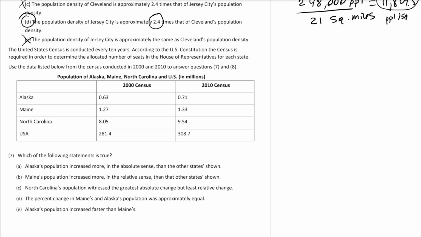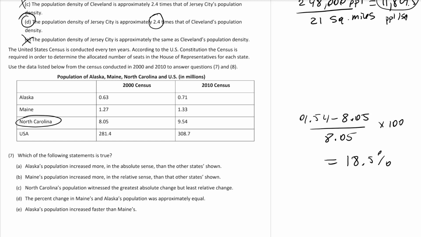So what are you going to do? I'm going to demonstrate just one of them, and for the rest I'm just going to write the answers, okay? So to calculate the relative change, let's take North Carolina, for example. You're going to take 9.54, subtract 8.05, and divide it by the past amount, in that order. And then you multiply it by 100. So it's 9.54 take away 8.05, you get 1.49, divided by 8.05, times 100, so it gives you an 18.5% increase.